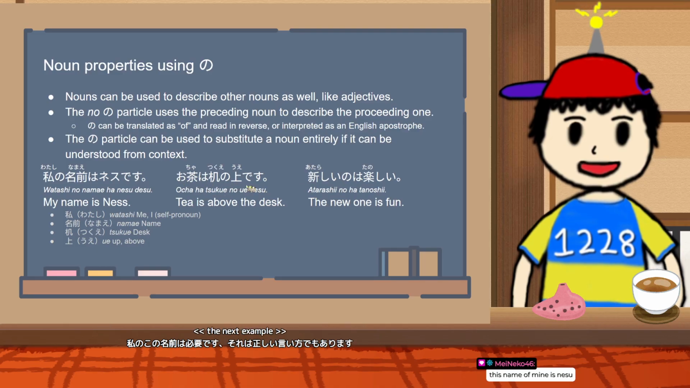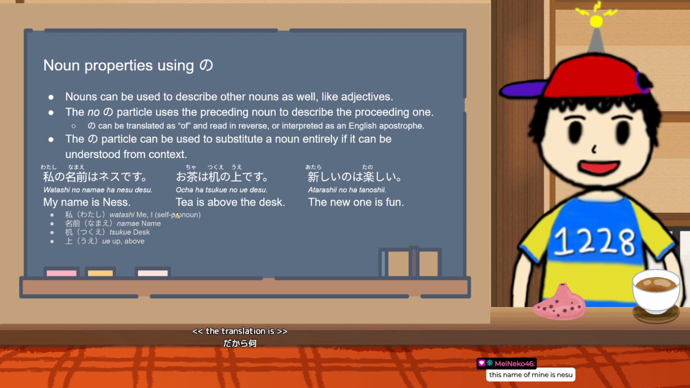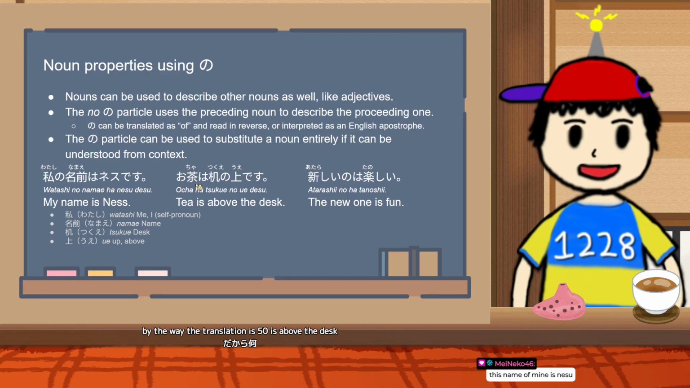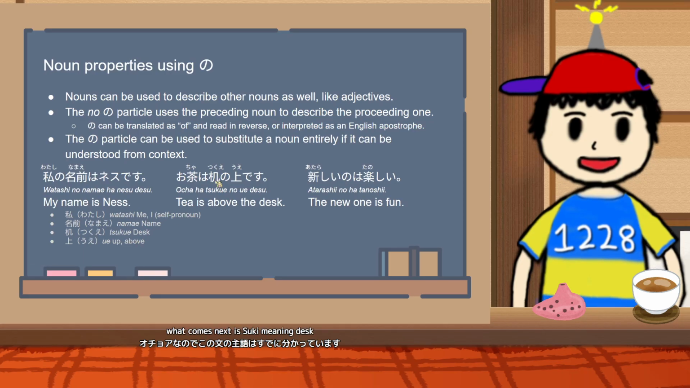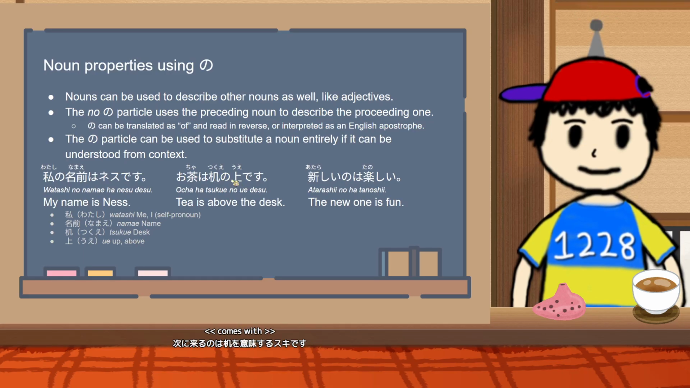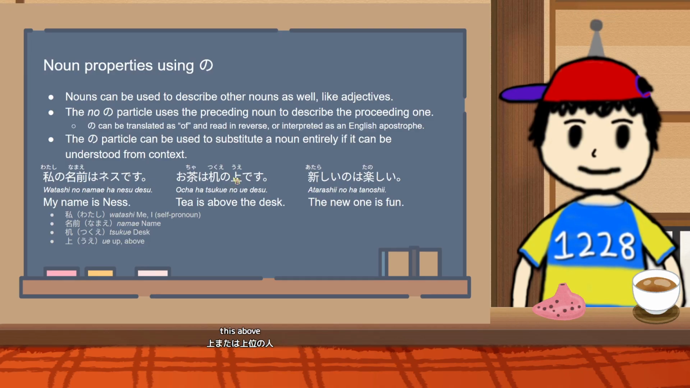The next example can get a little tricky, so let's unpack it. Ocha wa tsukue no ue desu. So, ocha wa. By the way, the translation is, the tea is above the desk. Ocha wa. So we already know the subject of this sentence is the tea. What comes next is tsukue, meaning desk. However, tsukue comes with a no. Tsukue no ue. Ue means up or above, meaning this above is being used to describe this desk.